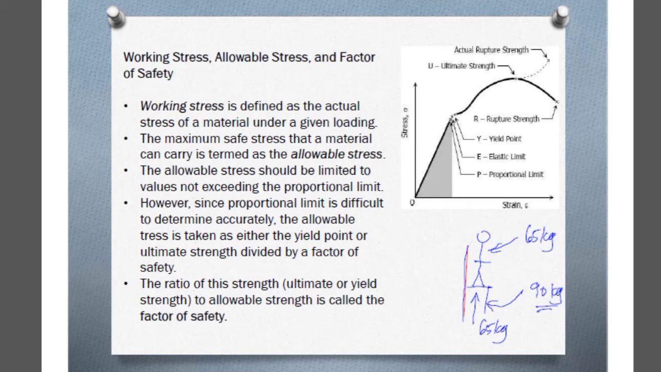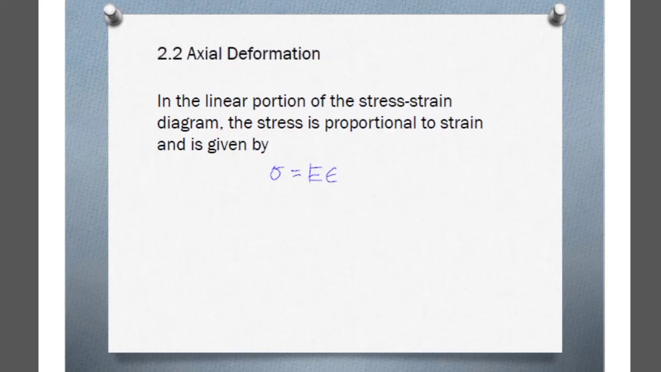90 kg is the limit, no? So, what if yung nagpatong dito ay mas mataas sa 90 kg? So, ibig sabihin, masisira yung upuan, no? Okay. So, the ratio of the ultimate or yield strength to allowable strength is called the factor of safety. Ngayon, pag-uusapan naman natin yung axial deformation.